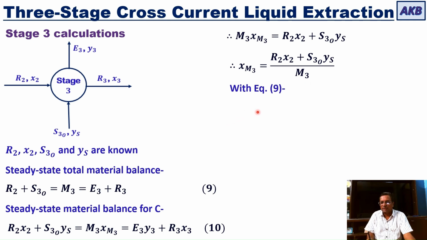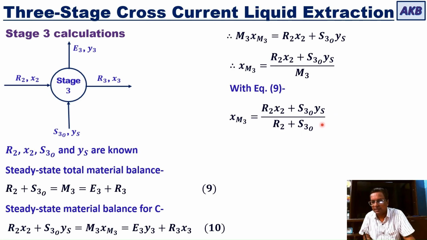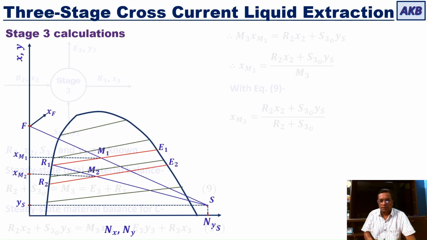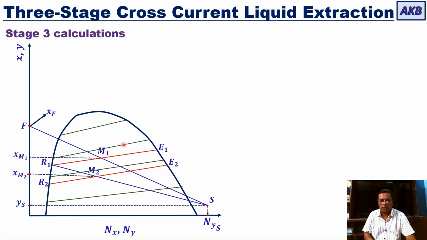And then from equation 9, you have XM3 is equal to R2 X2 plus S30 into Ys divided by R2 plus S30. So on the right hand side of this equation, all quantities are known to us, and you can get the value of XM3. Okay, now let us follow the material balances on the ternary equilibrium diagram.